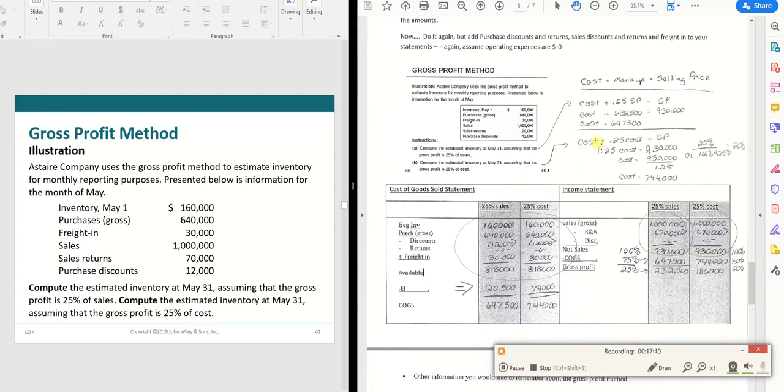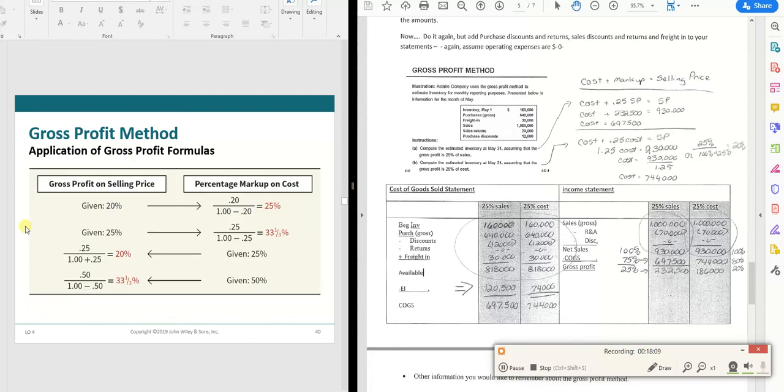I know cost plus 25% of cost equals selling price, and I know my selling price is $930,000 total. Okay. If I add cost plus 25% of cost, I get 1.25 cost. So now I know that cost equals 930,000 divided by 1.25, so my cost equals 744,000 right there. Okay? Notice you can also do it like the book does it.